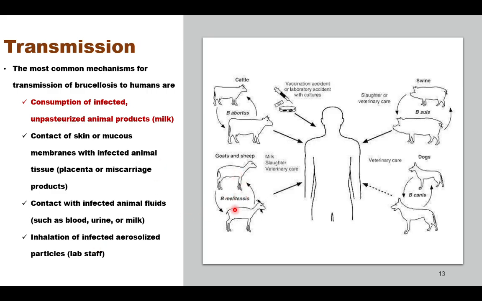Now, this picture shows you the different hosts and the species of Brucella associated with them. So with goats and sheep, you have Brucella melitensis, which is the most virulent out of all the species. And it can be transmitted through milk, where you have blood splashes during slaughter, or when you have vet doctors taking care of sick animals. Brucella abortus is associated with cows. We can also have laboratory transmission of these different species. But Brucella suis is associated with pigs and Brucella canis with dogs.